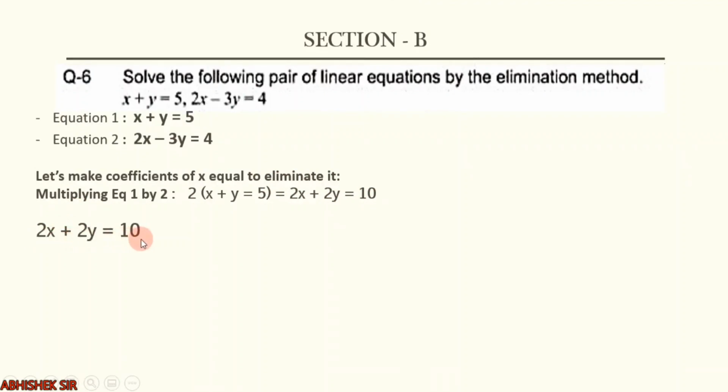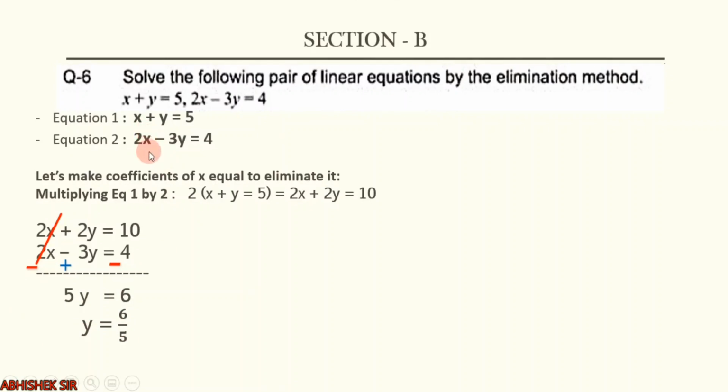Now this will be our modified equation number 1. Now let us try to eliminate. So 2x plus 2y equals 10 I have written. Below I will write another equation, 2x minus 3y equals 4. Now we will have to eliminate. First of all, 2x will be eliminated. When will it be eliminated? When the sign is changed. So we change the sign, you see minus, plus and minus. So 2x minus 2x will be 0. What will be plus 2y plus 3y? It will be 5y, and 10 minus 4 will be 6. So here we get 5y equals 6. What is y? Y will become 6 upon 5.